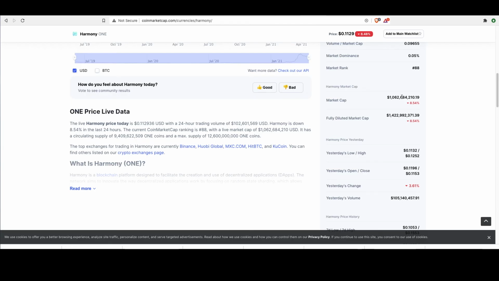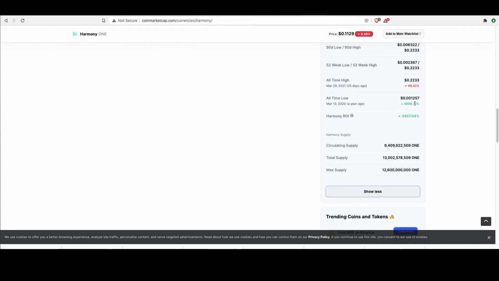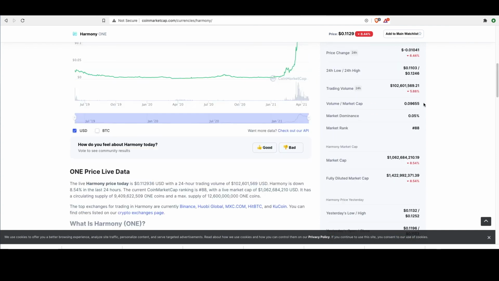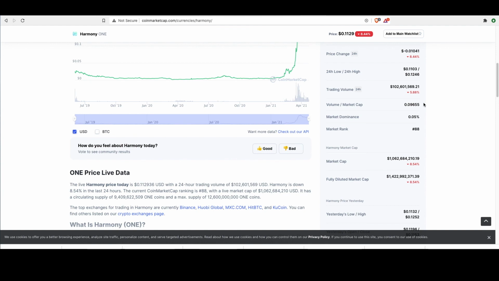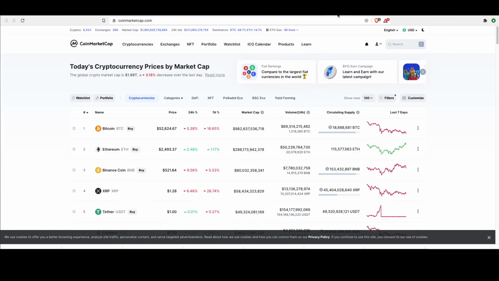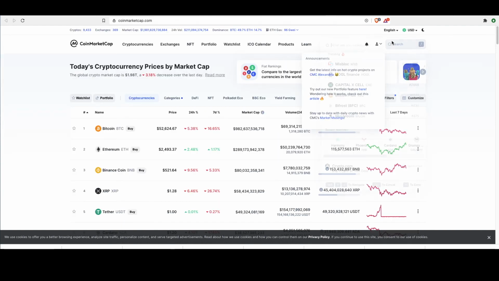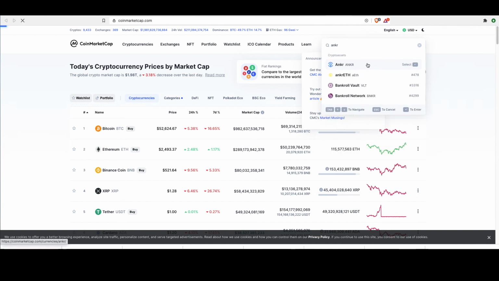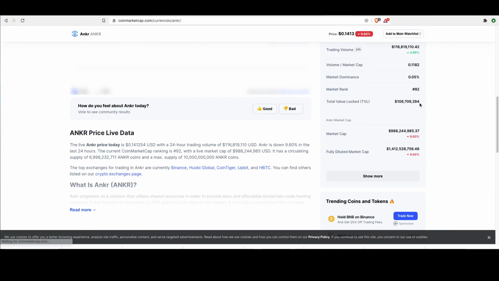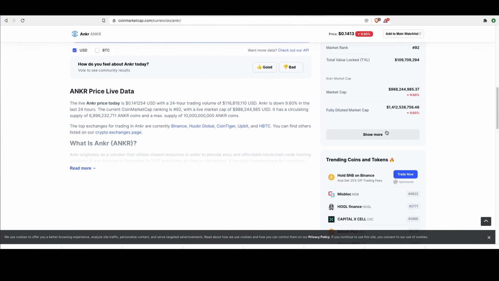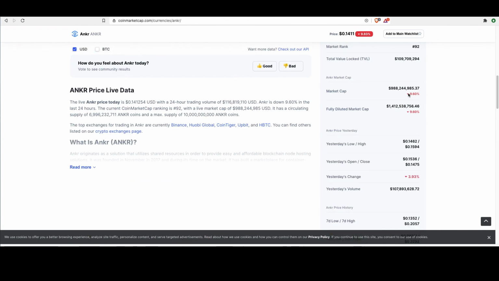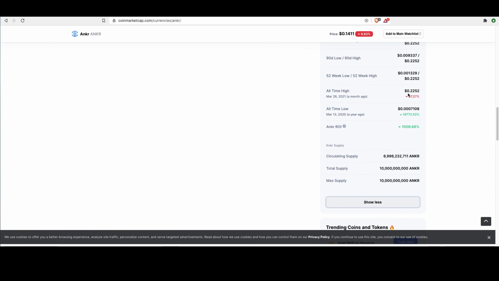If we go on to CoinMarketCap, we can see that Harmony has a market cap of about 1 billion and a maximum supply of 12 billion coins. So for it to get to a dollar, it would have to reach at least 8-9 billion. For ANKR coin, we can see that it has a market cap of 988 million and a maximum supply of 10 billion coins.